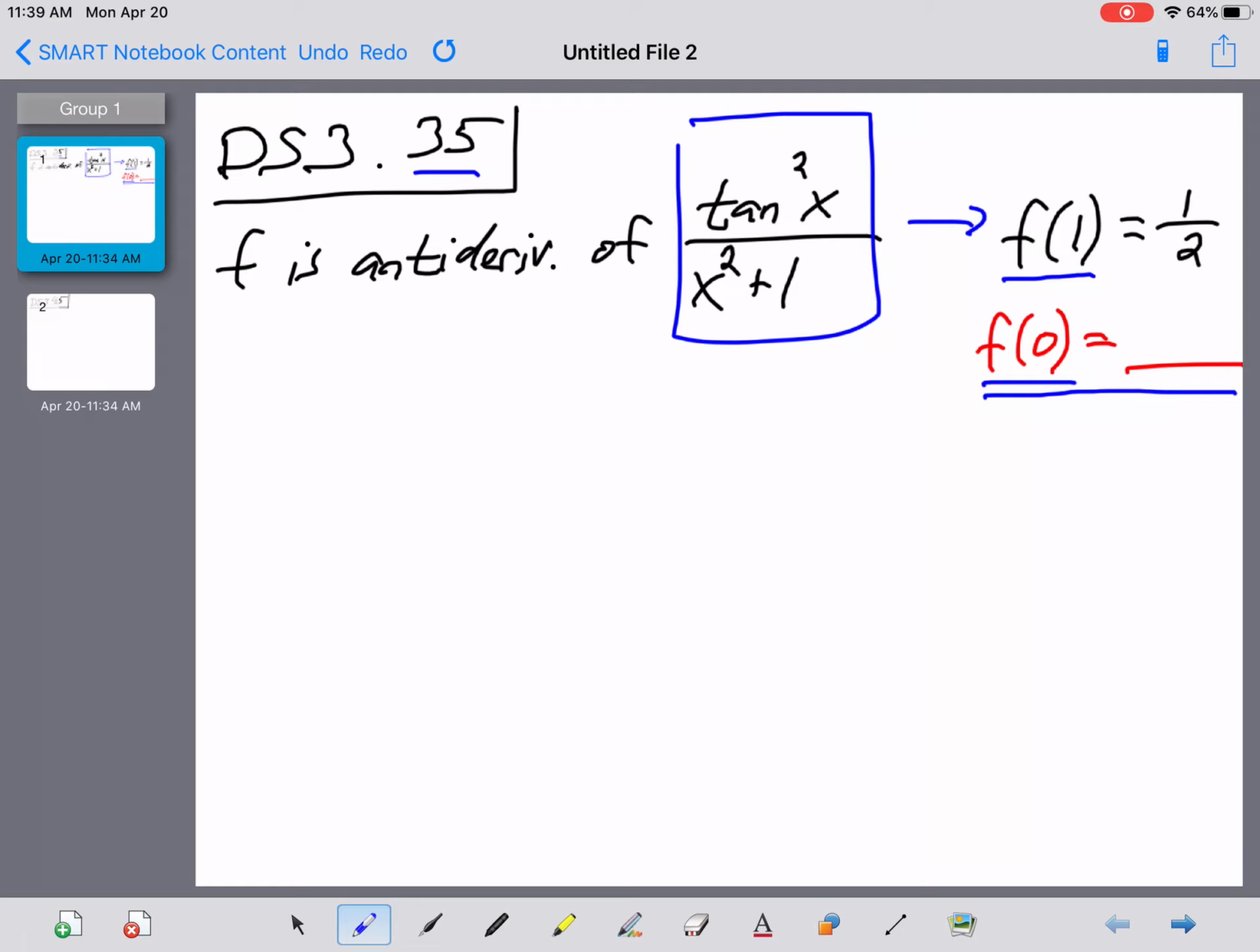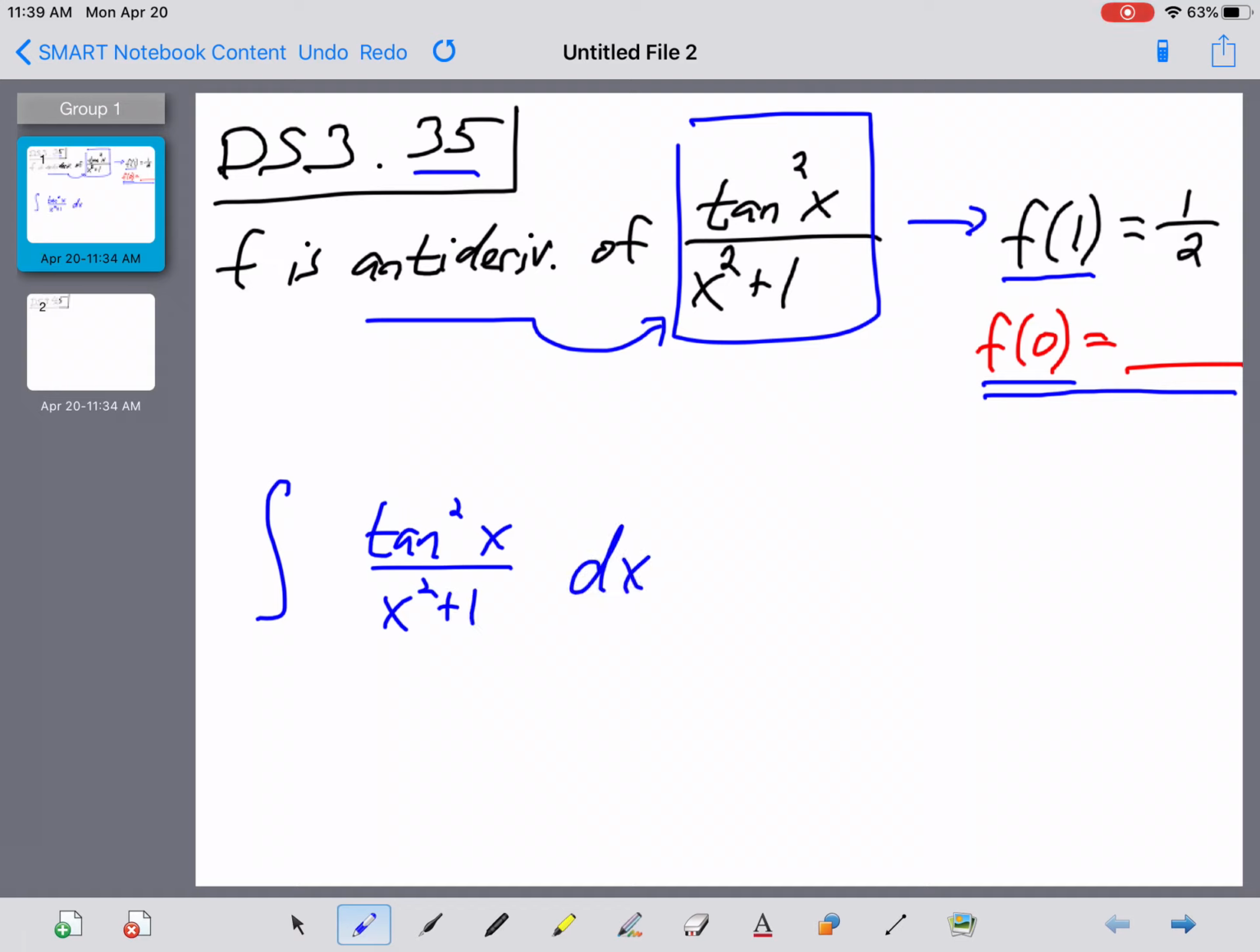So if we just try to translate what's going on right here, we are dealing with an antiderivative of this particular function right over here. So what we're going to do is set up an integral of that exact expression that they gave us here, the tangent squared of x over the x squared plus 1, and we're going to take that with respect to x. Now, anytime you're doing an integral, what we have to do is take the antiderivative of the integrand right here. And they've told us in this problem that f itself is an antiderivative of that function.